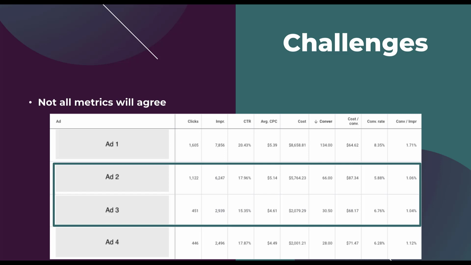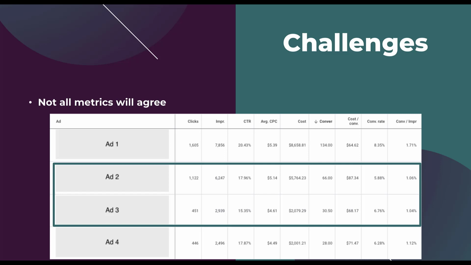As we saw with the first ad variant here, it has the best click-through rate, cost per conversion, conversion rate, and impression to conversion number. But hypothetically, let's assume that we only have an ad test that's running between ad 2 and ad 3. This is something that happens to me, quite frankly, all the time. We have click-through rates that are quite a bit different. Ad 2 is almost at 18%, whereas ad 3 is just over 15%.